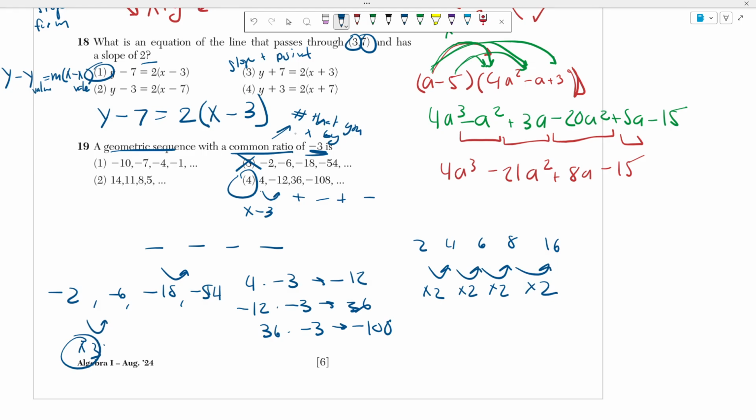So a negative common ratio is going to have an alternating sign within it, okay? So that's just what you need to remember about common ratios.